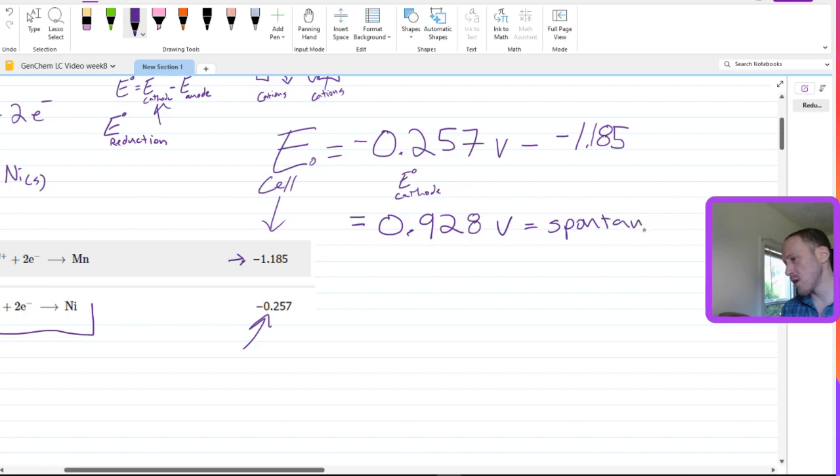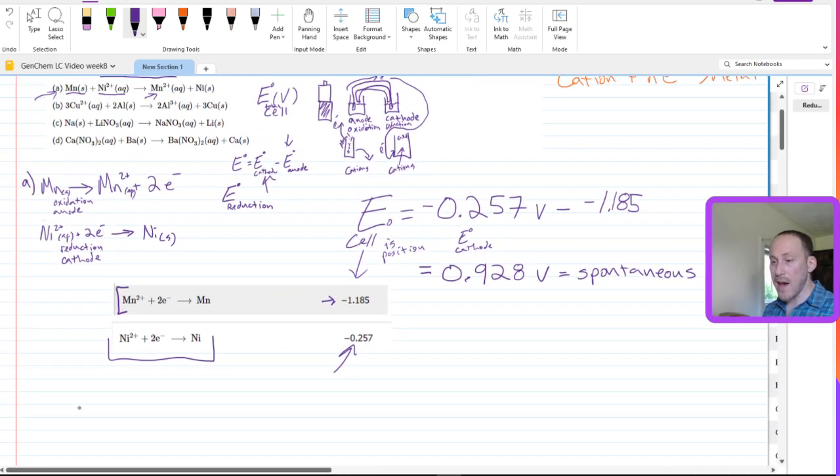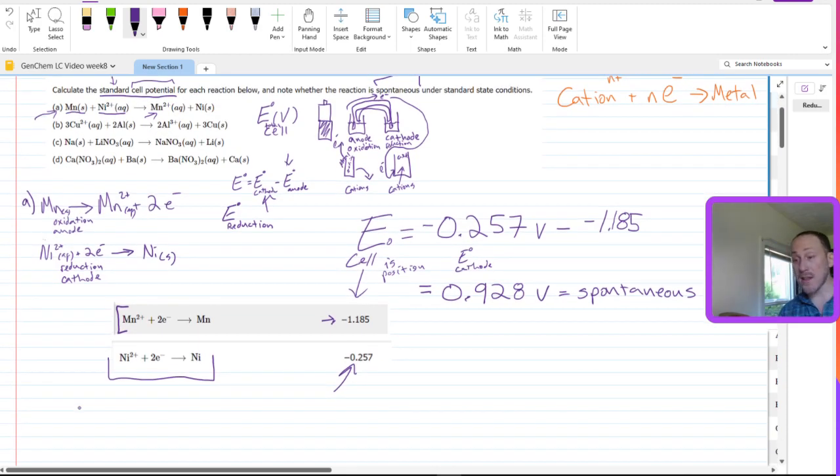If it were 0, it'd be at equilibrium. If it were negative, then the reverse reaction could be spontaneous. But if E cell is positive, then there is potential and it will happen. So once again, what we see here is that even though these two half reactions on their own, as reductions as written here, are both unfavorable, oxidizing solid manganese is quite favorable compared to reducing nickel. And so this battery would work. If you had a manganese nickel cell or battery system, it would work.